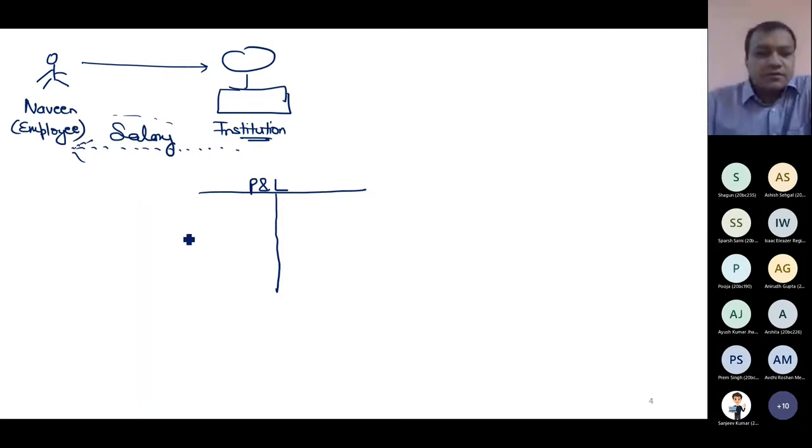Debit side. Expense. He will say, this institution will say that we have incurred some expenditure, salary to employees.